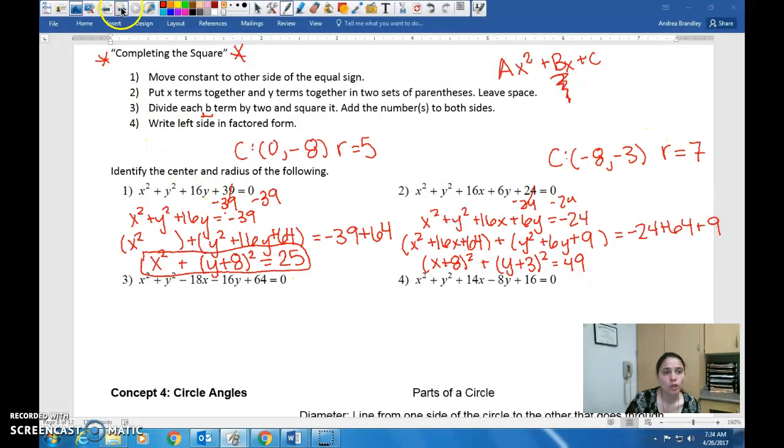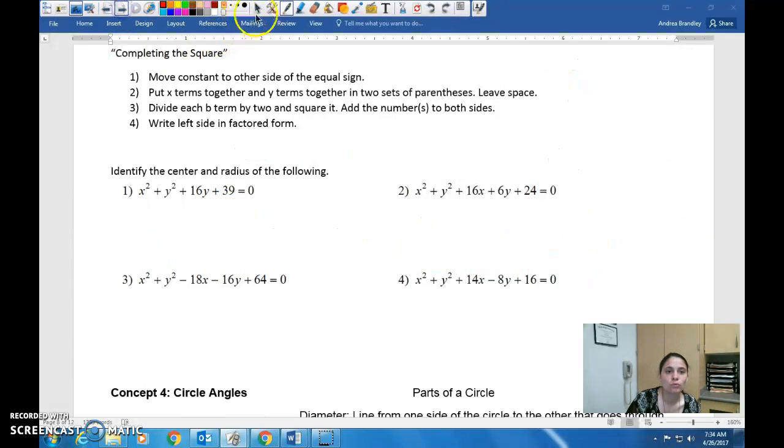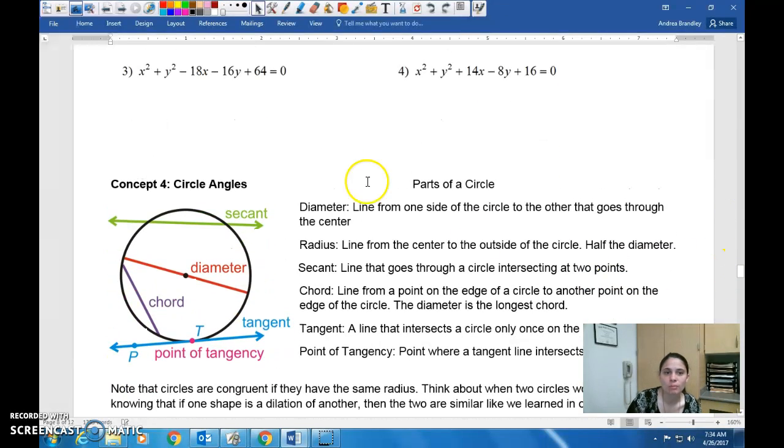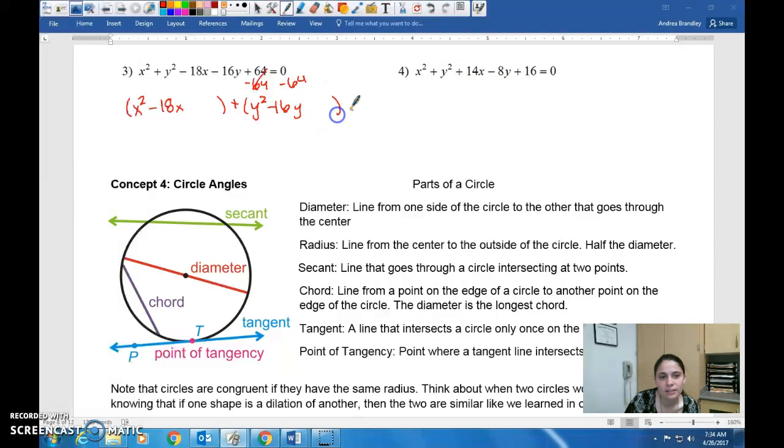So I'm going to go through all the same steps, but I'm going to write in what I think is a little bit faster and easier way on number 3. So I'm going to scroll so I can't see the steps anymore, but I will still dictate them. So the first step is to minus 64 from both sides to move that constant term. And the second step is to group the x terms and y terms together. So I'm just going to do that all at once. So I have x squared minus 18x, leave space, plus y squared minus 16y, leave space, equals negative 64.